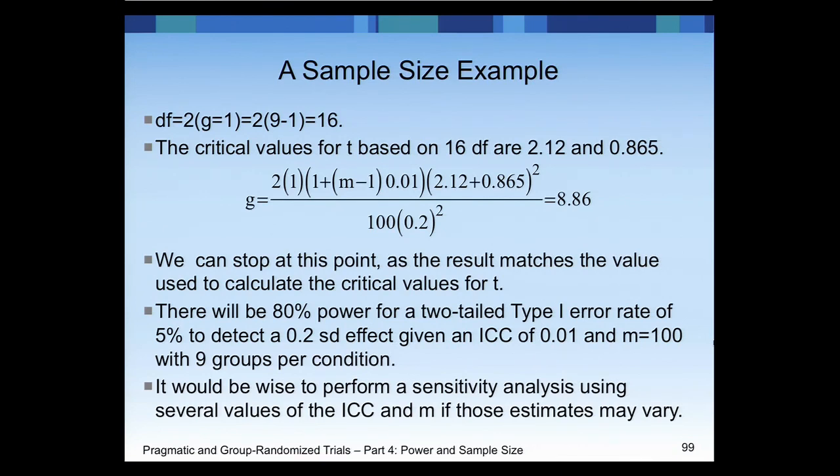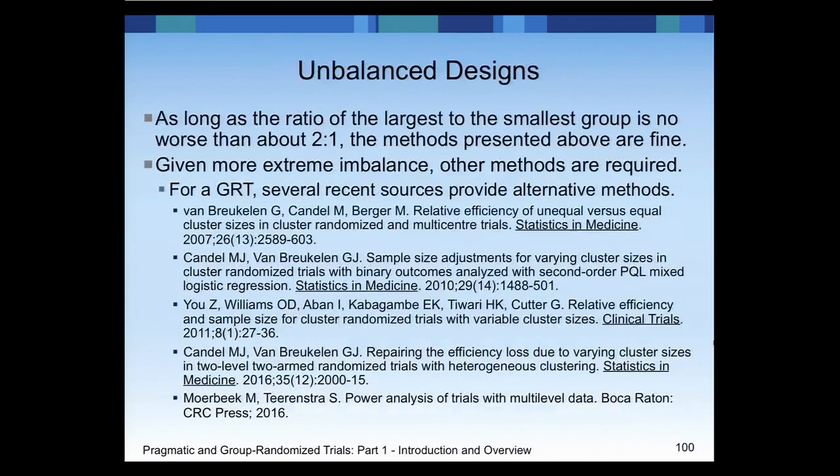But I would caution you, it would be very wise to perform a sensitivity analysis using different values of the intraclass correlation, different values of M, different values of G, to see how much the result would change as these other factors change. And you may want to present some of that in your grant proposal. I always do.